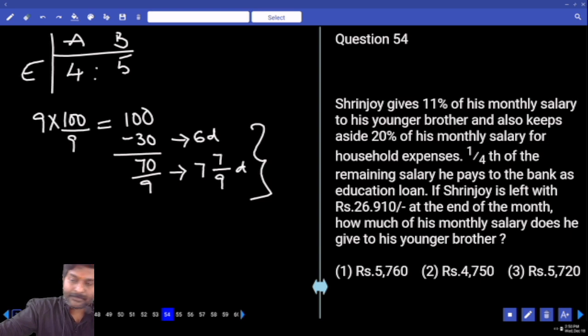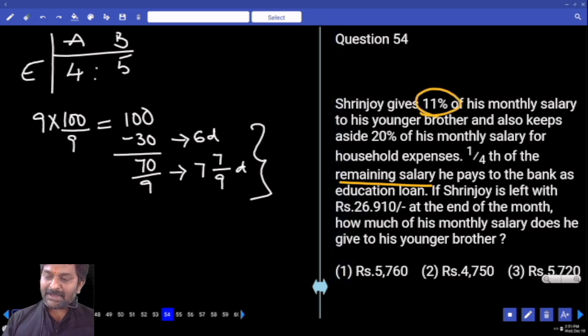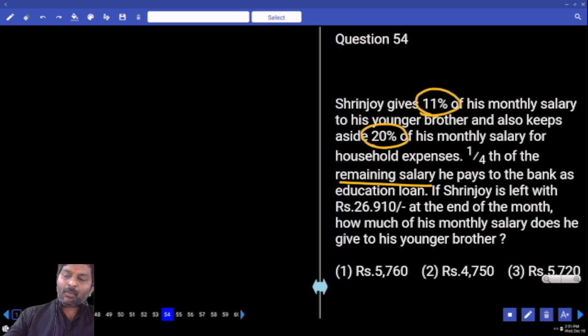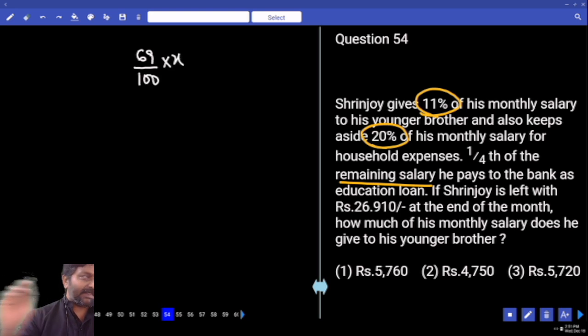Srinjoy gives 11% of his monthly salary to his younger brother and also keeps aside 20% of his monthly salary for household expenses. 1/4 of the remaining. As it is said, 1/4 of the remaining, I would like to count what percentage is already over. 31% is gone, so 69% of the total is remaining.